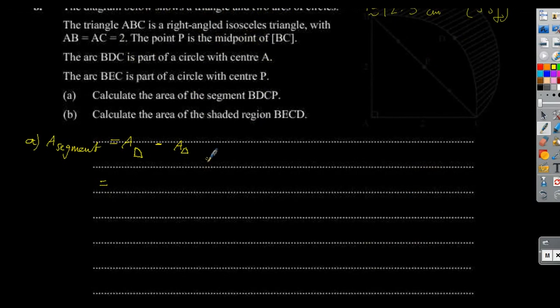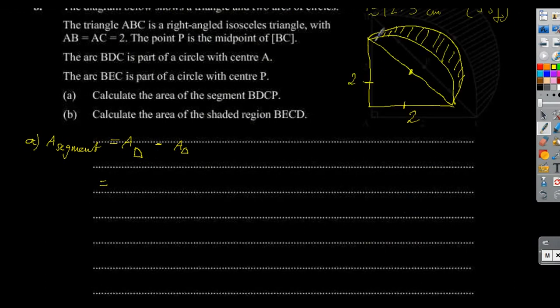In question 8, again, tell a story. So here we're looking at the area of the quarter circle here, the big quarter circle. Take away the area of the semicircle. Sorry, taking away the area of this triangle. I've written it up here.